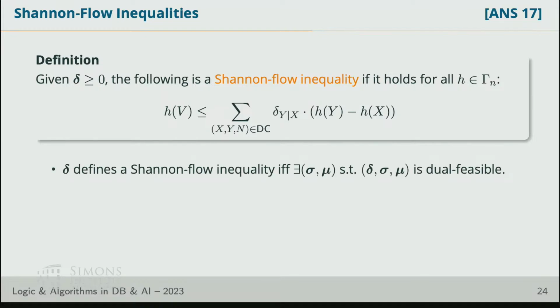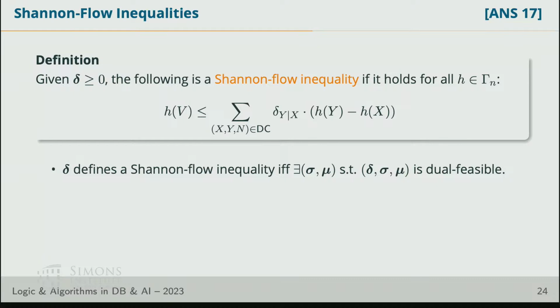So the following is known, that delta defines a Shannon flow inequality if and only if you can extend it to dual feasible. This is the reason why I had to define the dual LP just now. So this is an equivalent characterization of the deltas.